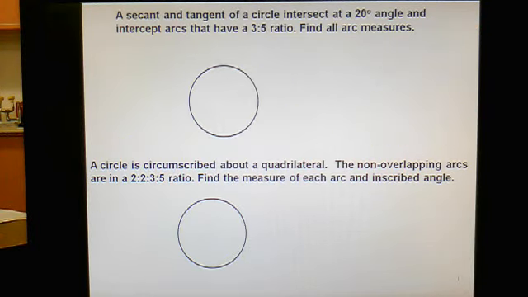All right, so we get to these last two, and there's some blanks you have to fill in there. A secant and a tangent of a circle intersect at a 20-degree angle, and intercept arcs that have a 3 to 5 ratio. So we're talking ratios in here.